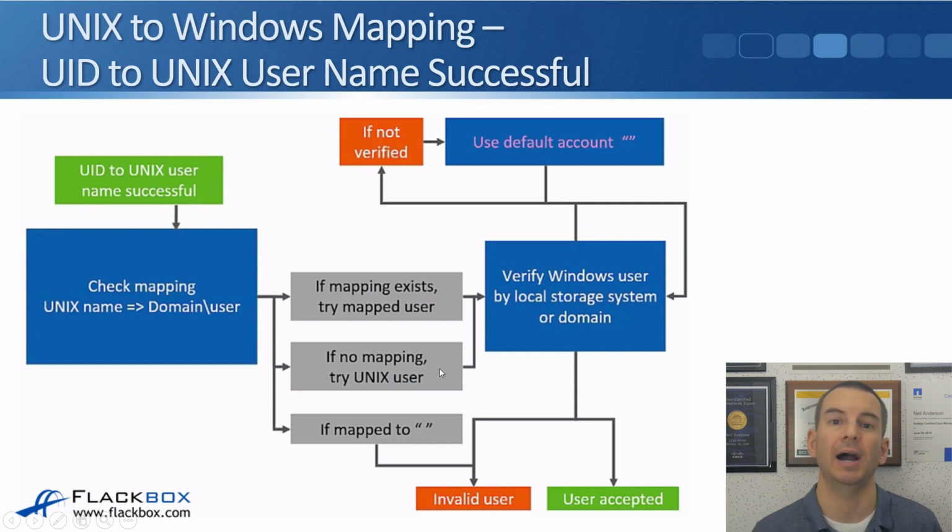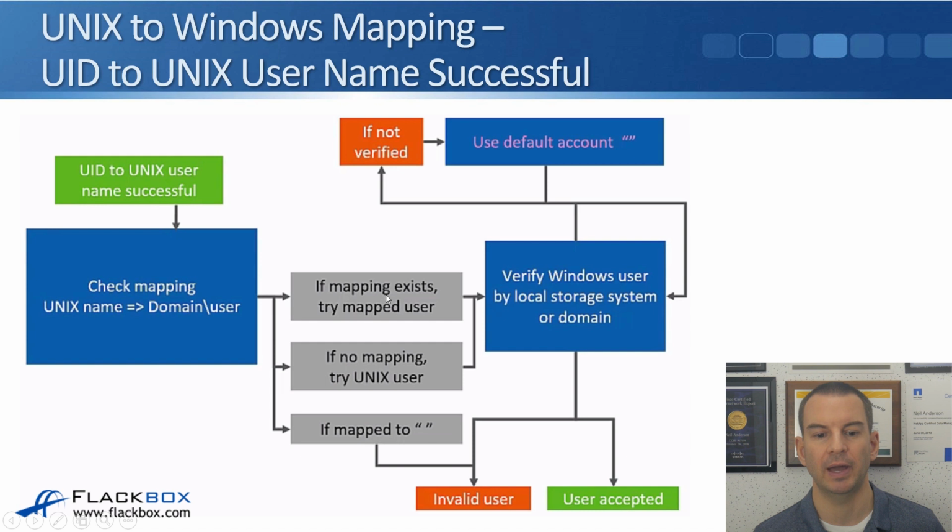Next up, if that does not happen, then it will try the Unix user. So this was the same as what happened from Windows going to Unix. It will check to see, is there a matching Windows username to the Unix username? So if the Unix username was John Smith, it will try the Windows username also of John Smith if one exists. Also, as the administrator, again, you can explicitly map that Unix user to a null string. When you do this, this is how you prevent that particular user from accessing the files or folders.